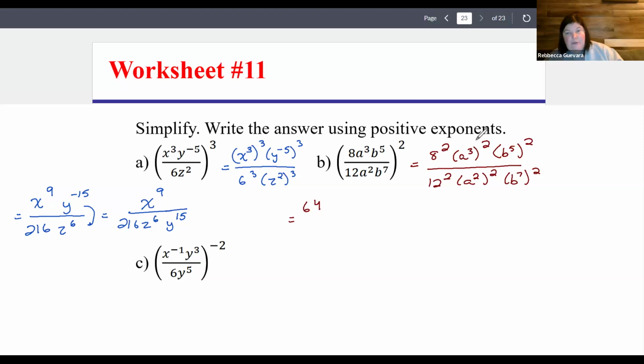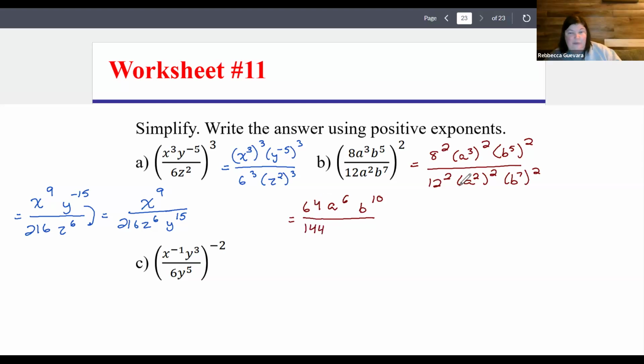Then we have a to the power 3 raised to the power 2. So 3 times 2, that's going to be a to the 6th. B, the power of 5 to the 2. If we multiply those, we get a power of 10. We got 12 squared, so 144.